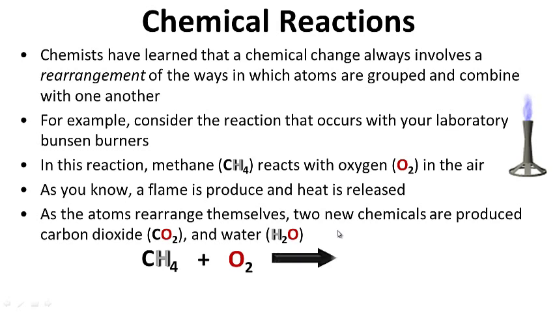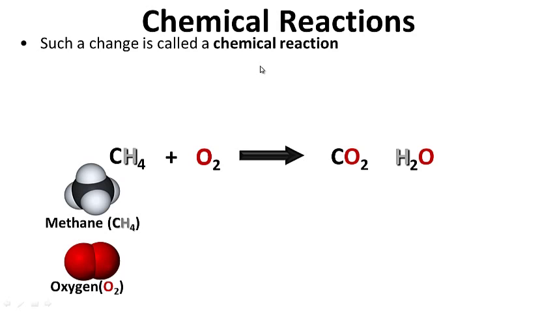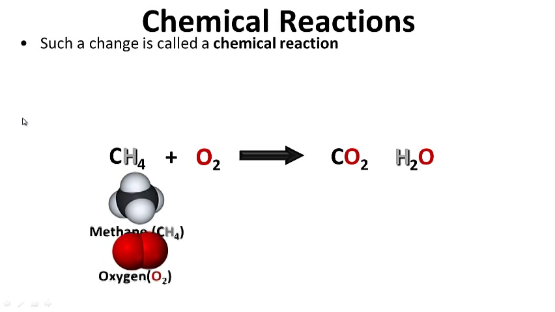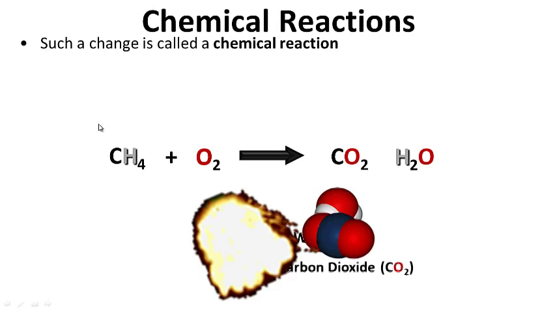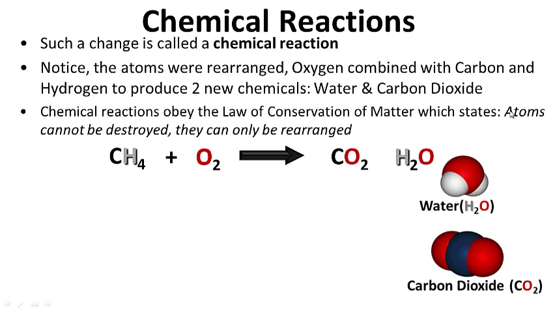All right, so notice here, the atoms rearrange themselves to make two new chemicals, carbon dioxide and water. So, such a change is called a chemical reaction. Notice the atoms were rearranged. Oxygen combined with carbon and hydrogen to produce two new chemicals, water here and carbon dioxide. Chemical reactions obey the law of conservation of matter, which states atoms cannot be destroyed. They can only be rearranged. Okay, very important.